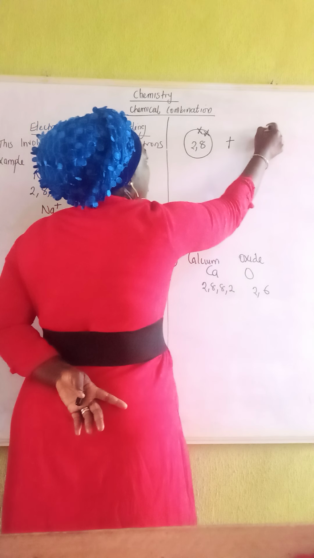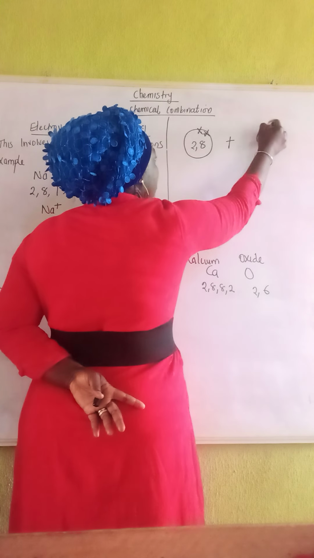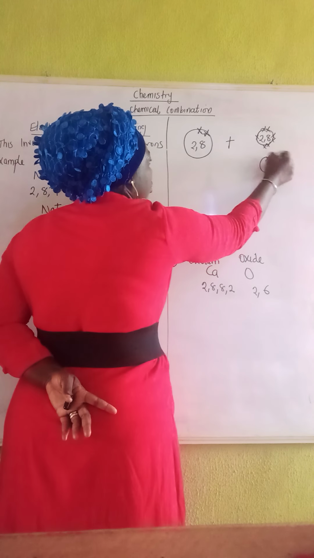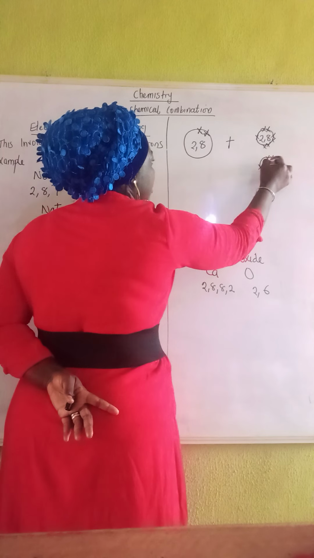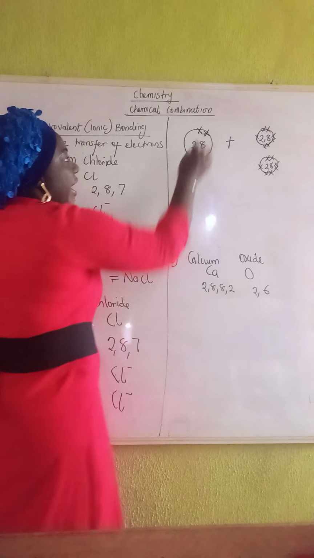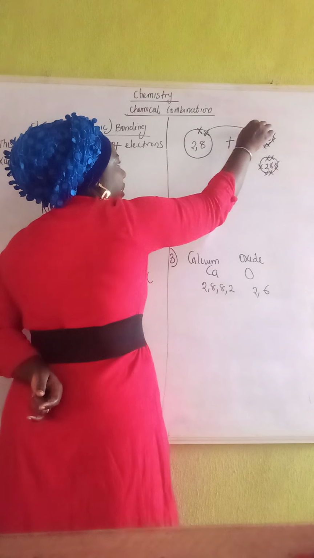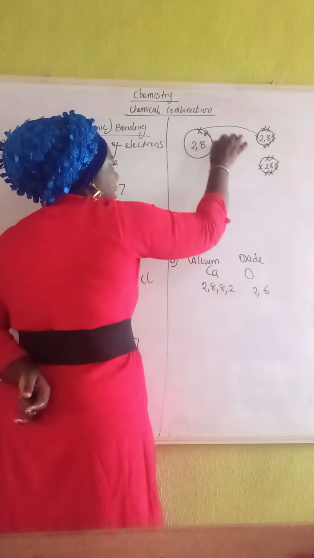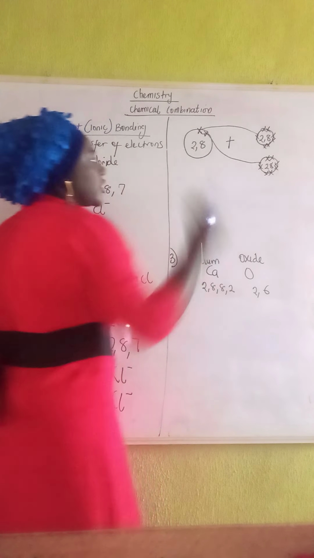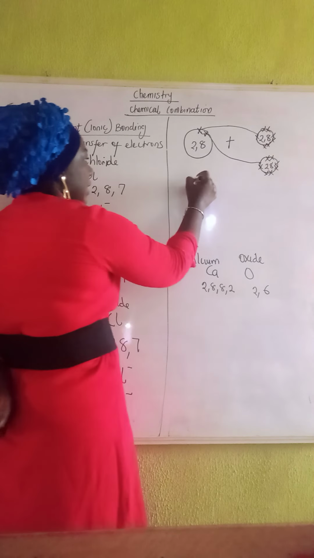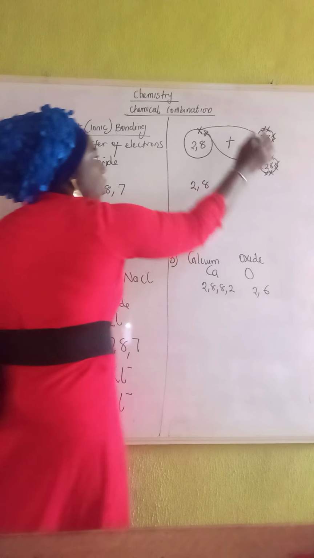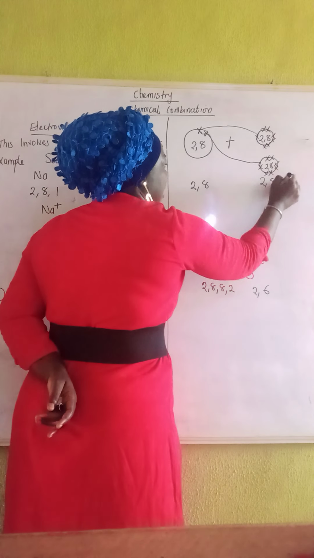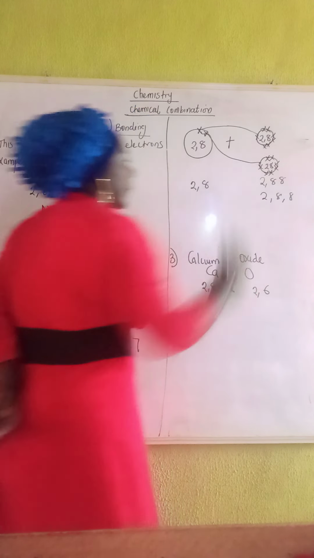Our chlorine, we have 2, 8, and 1, 2, 3, 4, 5, 6, 7. Another 1, 2, 3, 4, 5, 6, 7. That's for the chlorine. So here 1 goes to meet this one here and pairs up, while the other one goes to meet this one and pairs up. So our resulting magnesium will be what? 2, 8. While the chlorine will be 2, 8, 8, and another 2, 8, 8.